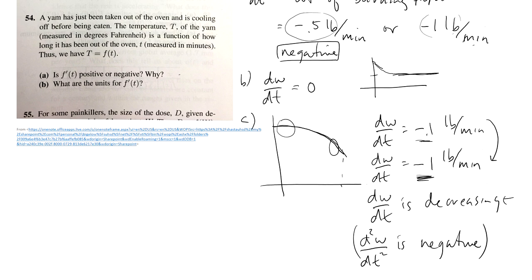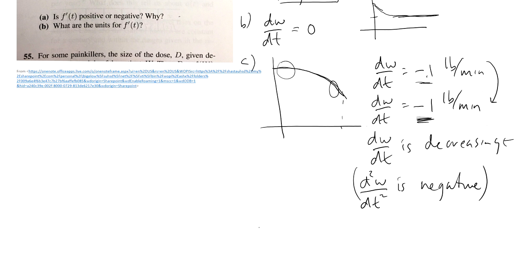Now, what about this? The last question is absolute value. What's happening to the absolute value of dW/dt? Well, that number is increasing because it's going from positive 0.1 to positive 1. Okay, there you have it.